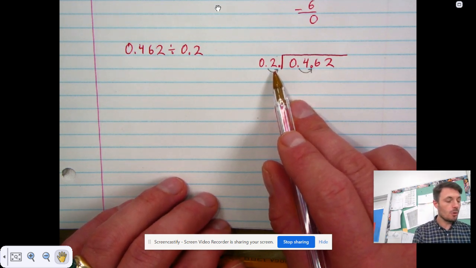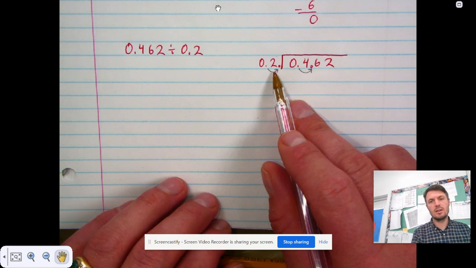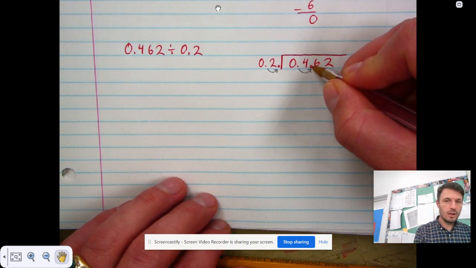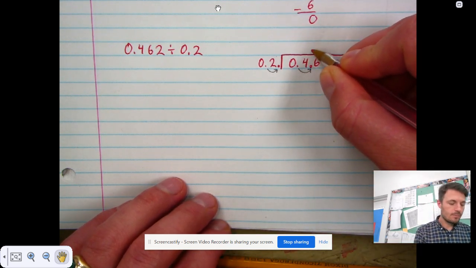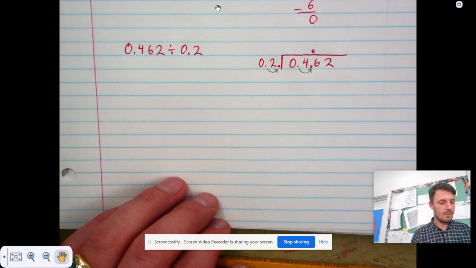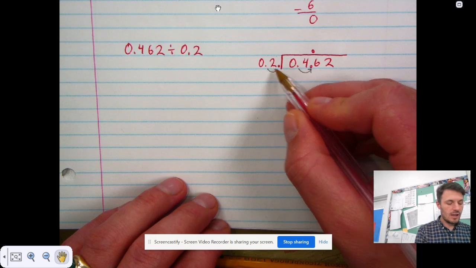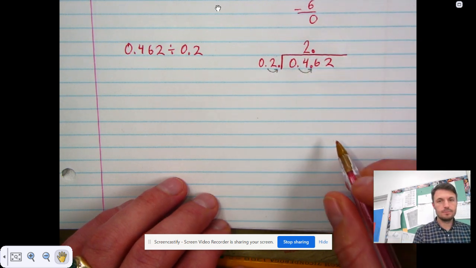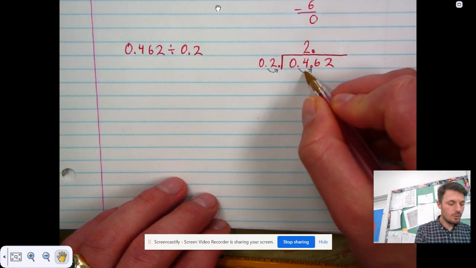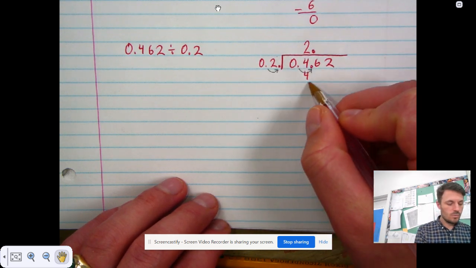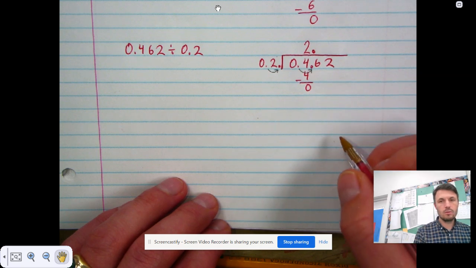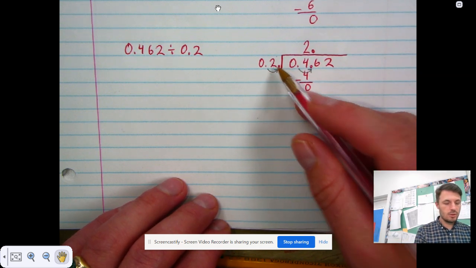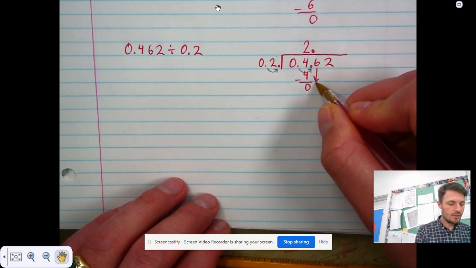Okay, step 3 is decimal takes the elevator to the top floor, going up. And step 4, divide normally. 2 can't fit into 0, but he can fit into 4 2 times. 2 times 2 equals 4. 4 minus 4 equals 0. 0 is smaller than 2. Now we bring down the 6.